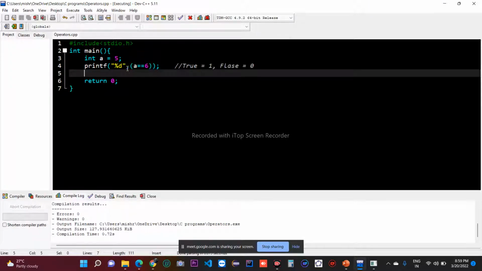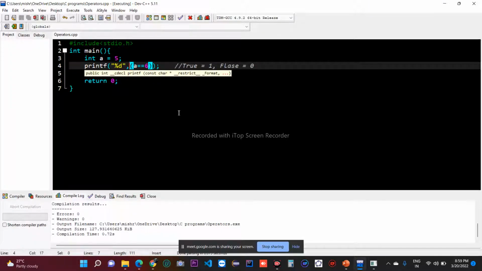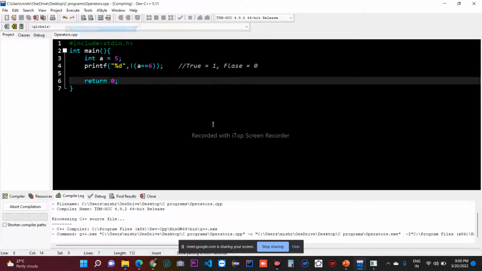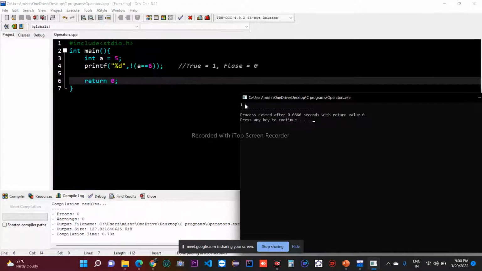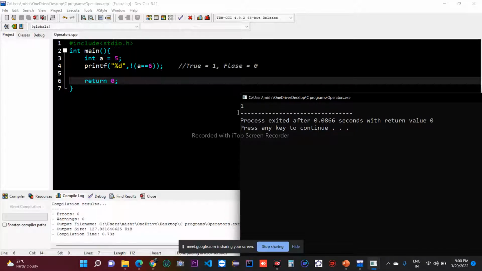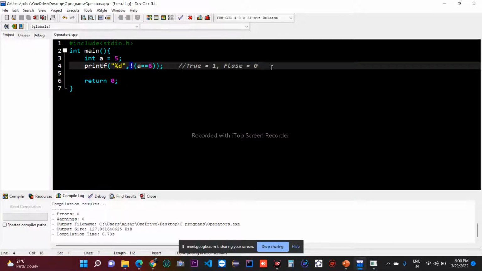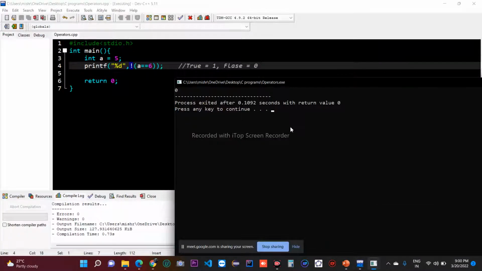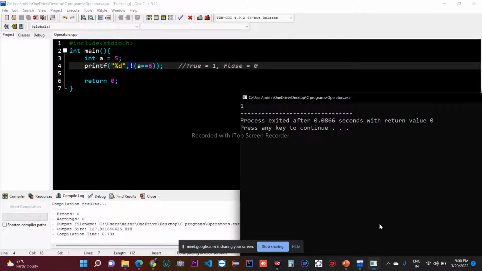So what is the purpose of the NOT operator now? It will just reverse the outcome. This is the symbol of the NOT operator, an exclamation sign. If I use it, then what happens? Look what we got. We got 1. Why 1? Because a was not equal to 6, so we got false, and NOT false means opposite of false. NOT operator means opposite. Opposite of false is true. So we got 1.